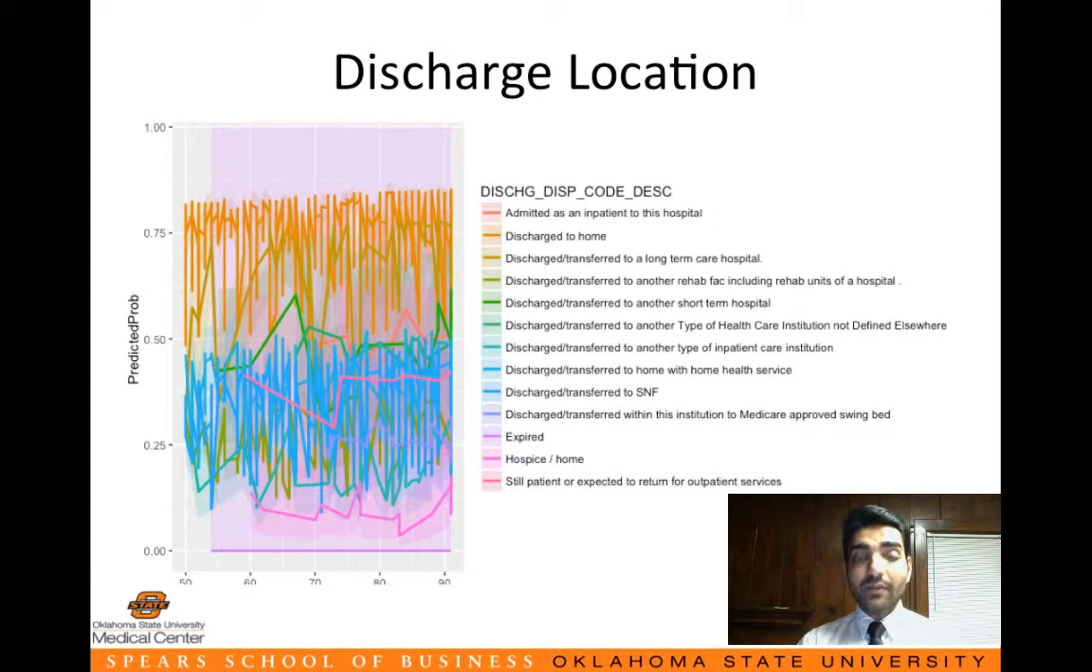The second graph also explained the same. Here, the x-axis is being varied with the increasing age. So this proves that the age group is not a factor which is deciding the discharge location.